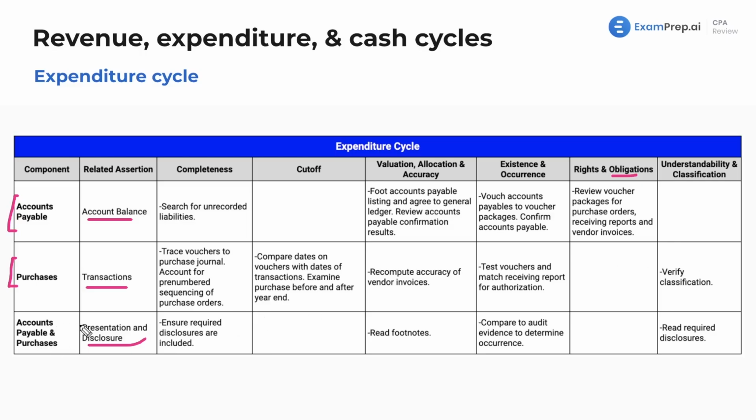Lastly here, for both, when we're dealing with presentation and disclosure, we're just simply going to make sure that the required disclosures are included. We're going to read the footnotes. We're going to compare audit evidence to determine occurrence. And simply, right, we're just going to read the disclosures, make sure, using our professional judgment, that everything is properly disclosed and it is reasonably understandable and classified.